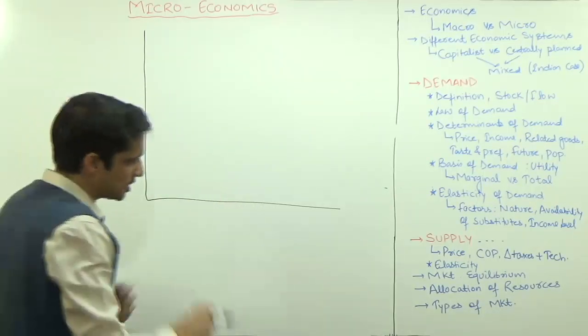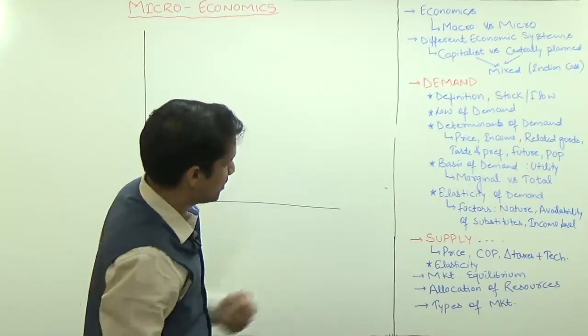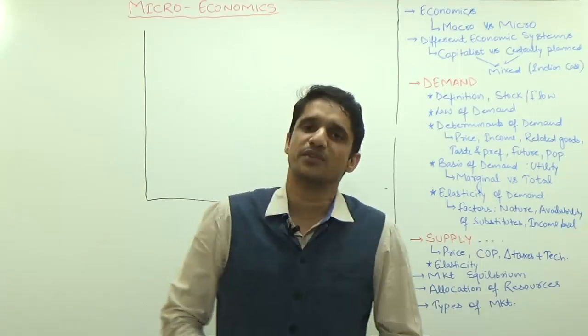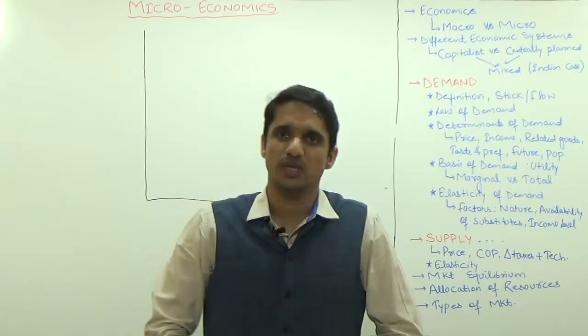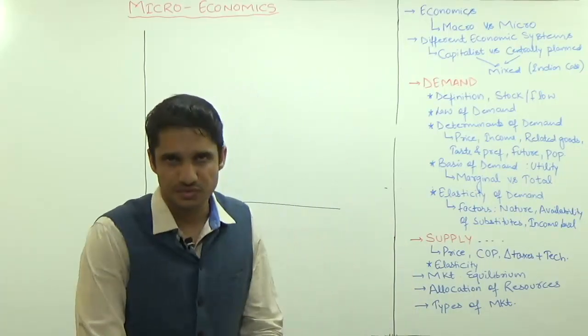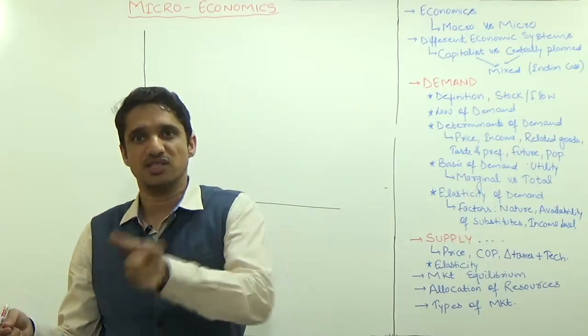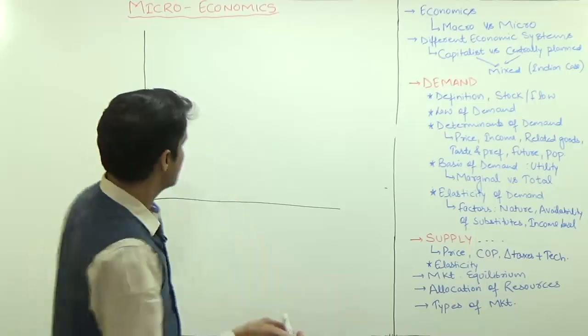This was the concept of Adam Smith, and he propounded this concept in his book in 1776, An Inquiry into the Nature and the Causes of Wealth of Nations. This is the name of the book, An Inquiry into the Nature and the Causes of Wealth of Nations.